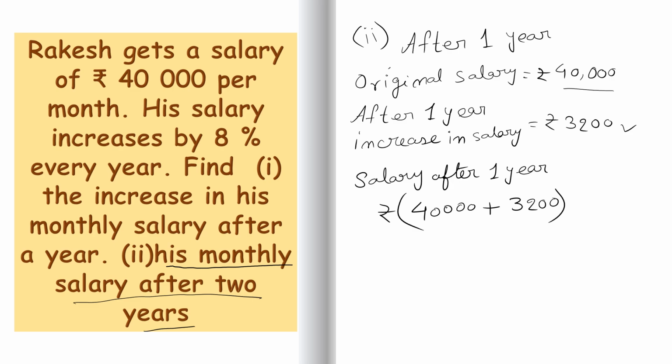Okay, you can definitely understand from the figures that this is not his salary, because he used to get 40,000. After increasing the salary, it will not become 3,000. So this is the increase in salary, as you have been asked in question 1. Find the increase in his monthly salary. So that is 3,200. But what will be his actual salary after 1 year? If you add 40,000 plus 3,200, what will be your answer? It will be 43,200. This is his salary after 1 year.